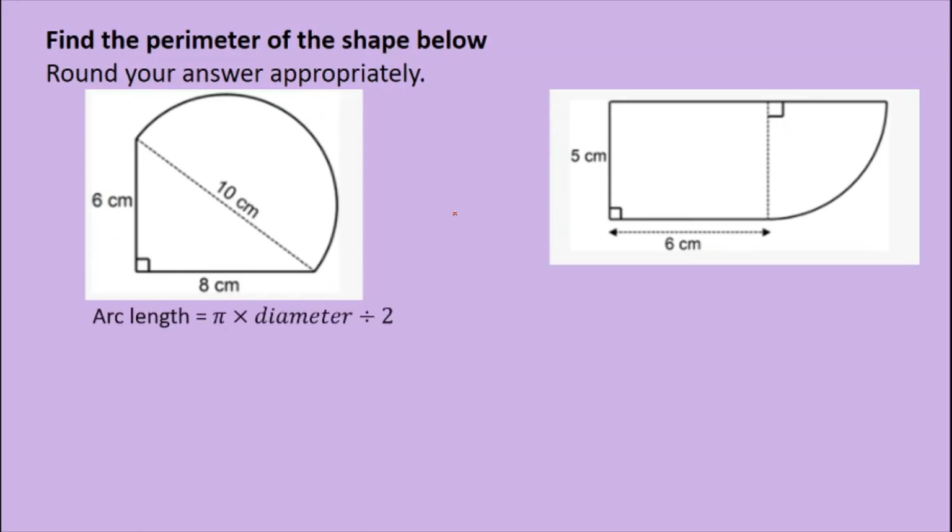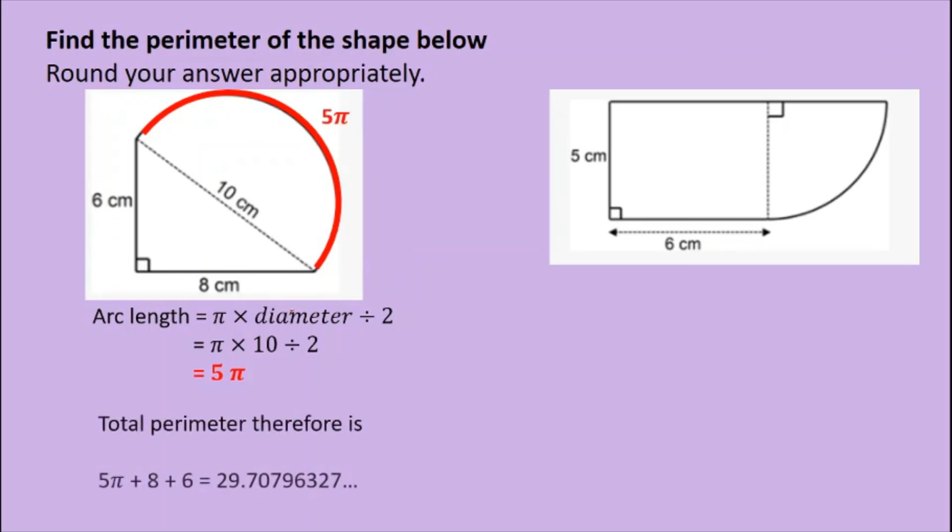Okay, first one. The arc length I got to be 5 pi, which is that bit there. Then I'm going to add the 6 and the 8, but not the 10 because that's inside the shape. So I rounded to 2 decimal places, 29.71. 29.7 would have been okay too.